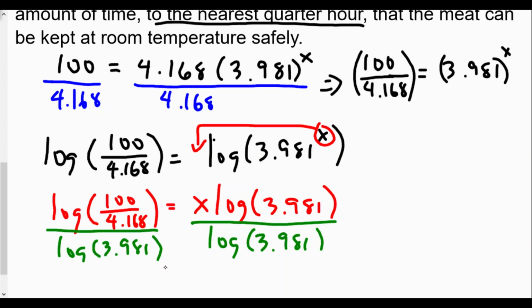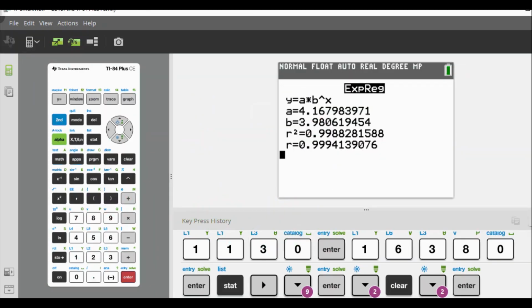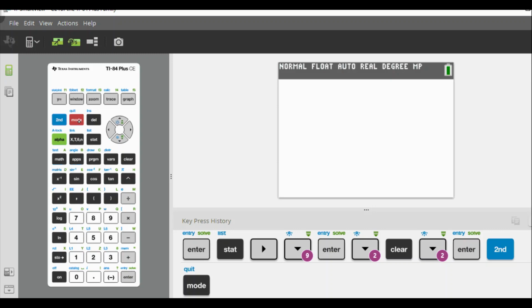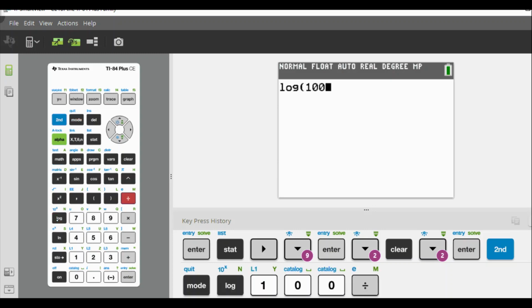Okay, so now we have to use our graphing calculator to find this. We want to take the log of 100 divided by 4.168 and divide that by the log of 3.981. So let's get to our calculator. We'll type it in hopefully properly. All right, let's clear the screen here, second mode. Now we type in log, and we'll take, again, 100 divided by 4.168.